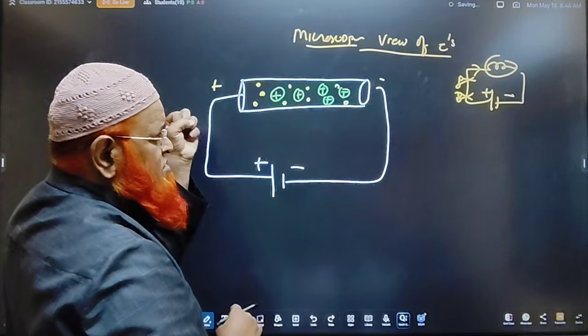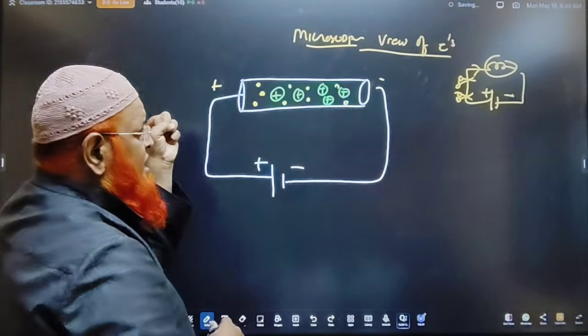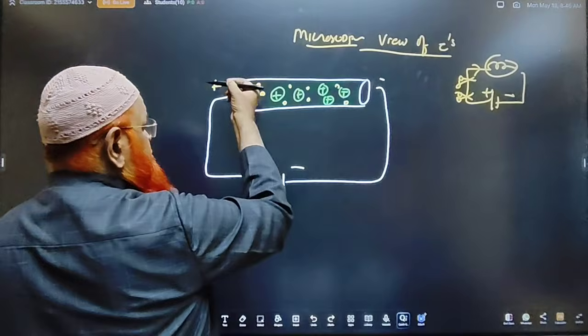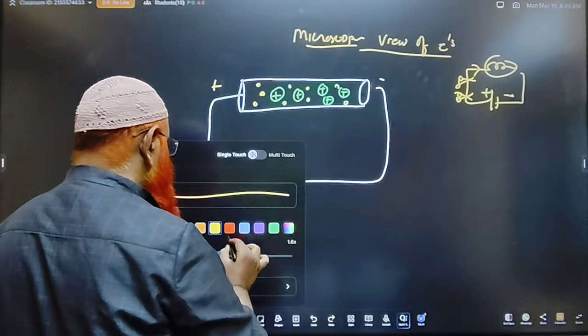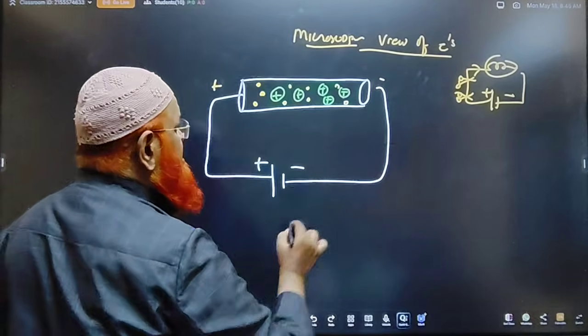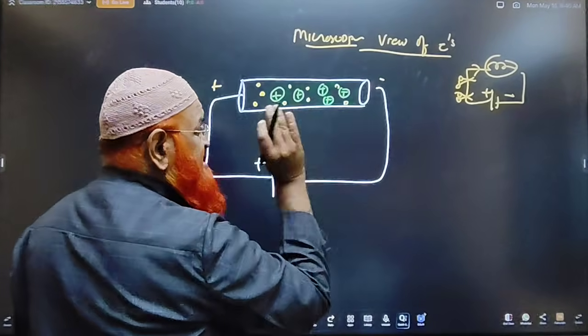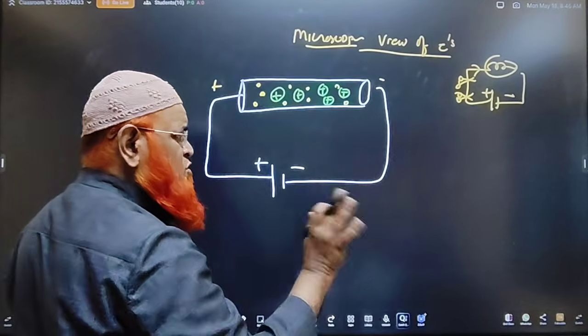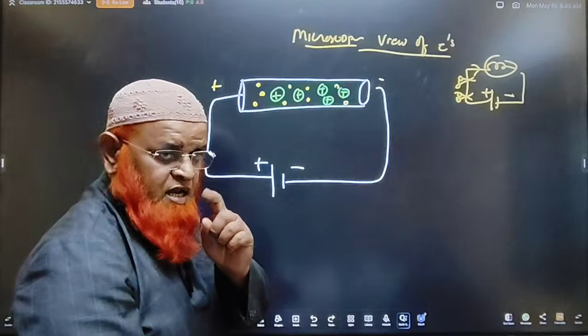Positive will attract the electrons. Right or not? Positive will attract the electrons. This electron tries to go towards the positive terminal, but it is not free to move. Many hurdles will come. I am taking one electron as a reference. All the remaining electrons also will do the same thing. But for understanding, I will take one electron.